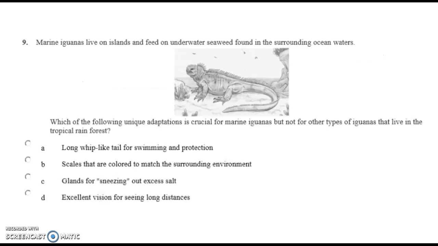Question 9. Marine iguanas live on islands and feed on underwater seaweed found in the surrounding ocean waters. Which of the following unique adaptations is crucial for marine iguanas but not for other types of iguanas that live in the tropical rainforest? A. Long whip-like tail for swimming and protection. B. Scales that are colored to match the surrounding environment. C. Glands for sneezing out excess salt. D. Excellent vision for seeing long distances.